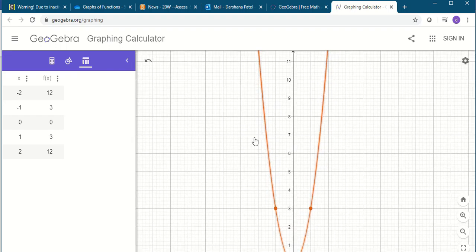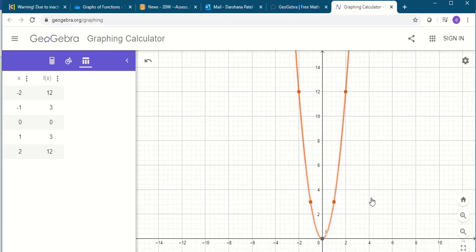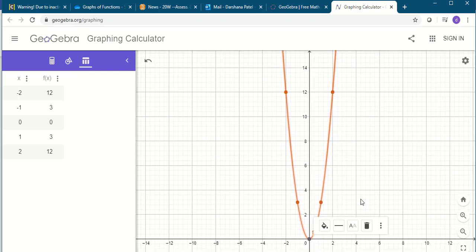On paper, we cannot go like this. So we have to make sure our grid is such a way that it fits in all the values in the table. So it should be like this. Or on paper, we should have something like this. Okay.